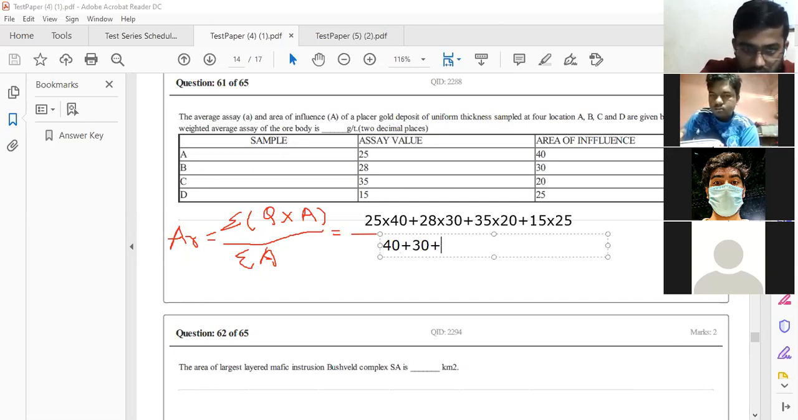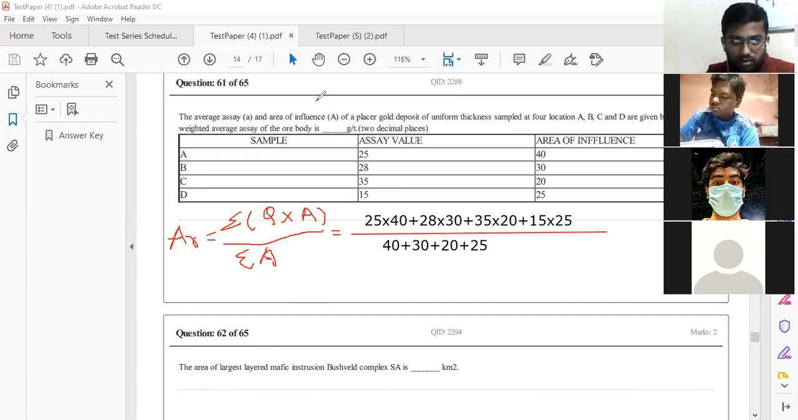Plus 30, plus 20, plus 25. This gives the weighted average assay. So if you solve this, you get 25.34.